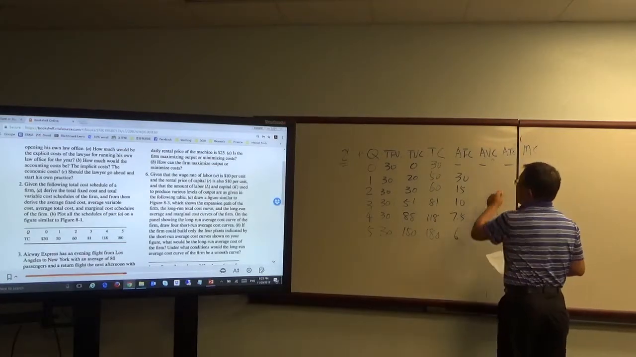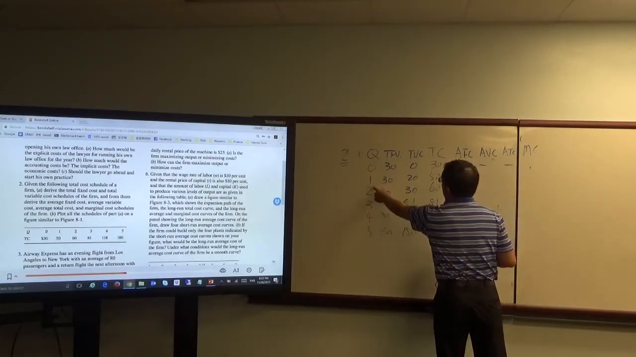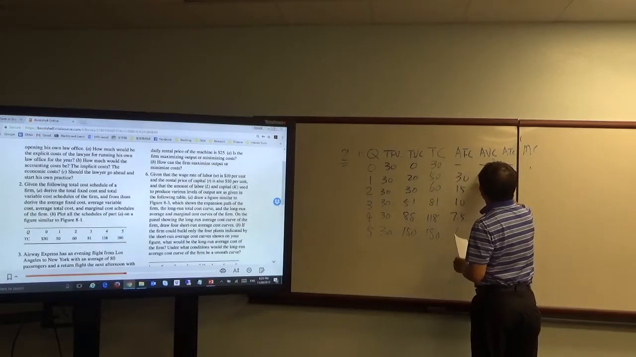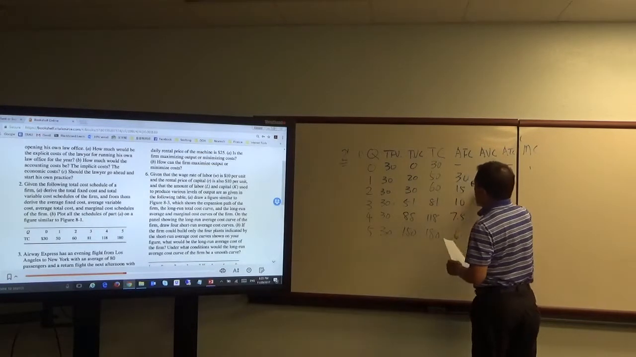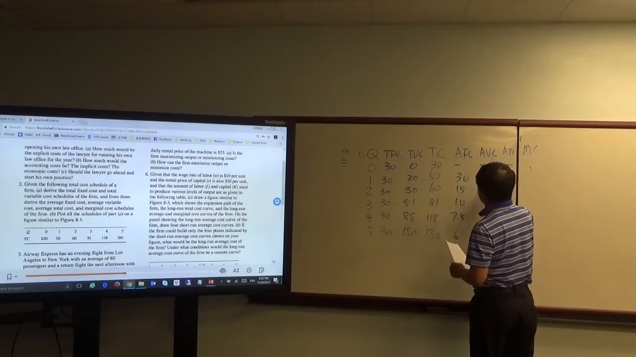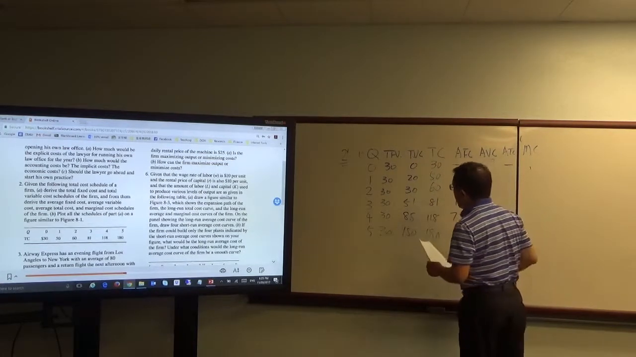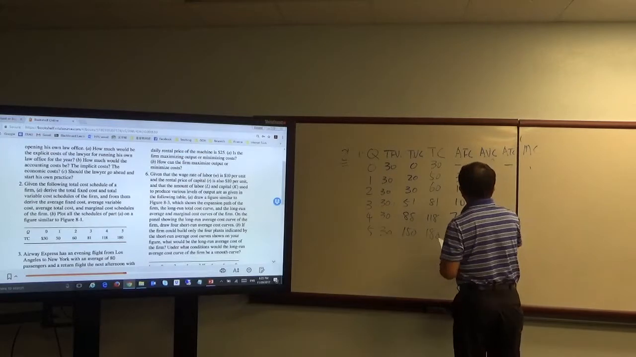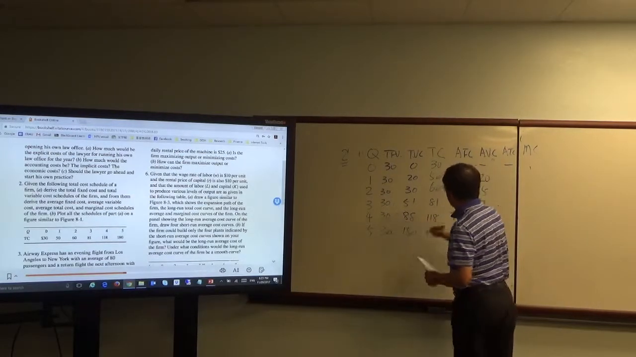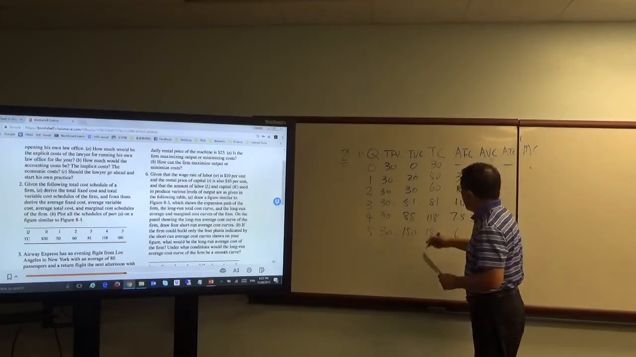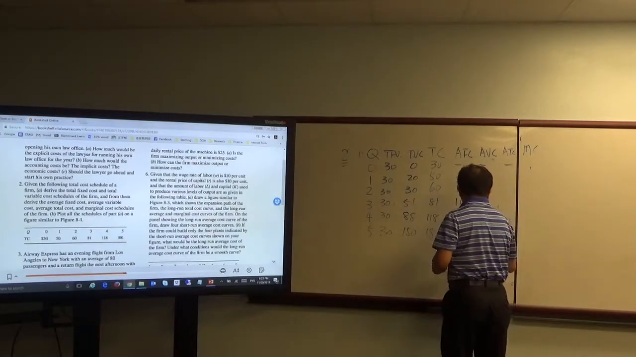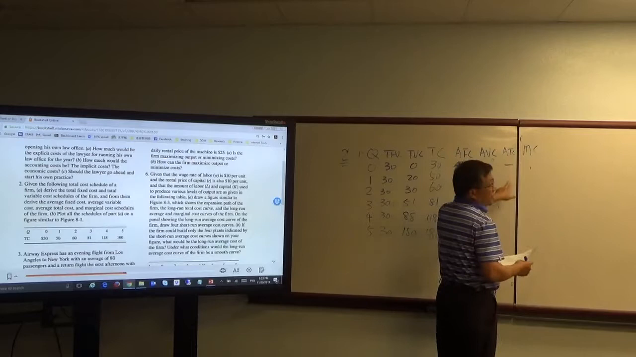And how about average variable cost? Total variable cost divided by the quantity. 20 divided by 1 is 20. 30 divided by 2 is 15. 51 divided by 3 is 17. 88 divided by 4 is 22. Wow, those are good numbers. 150 divided by 5 is 30.